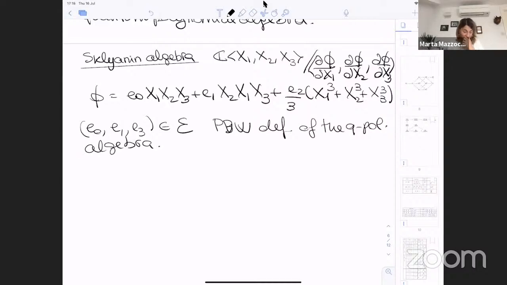So what I want to do now is to give you a kind of mother algebra that contains the Sklyanin algebra and the Painlevé algebra as special limits. And so we define this generalized Painlevé-Sklyanin algebra, actually Sklyanin-Painlevé.